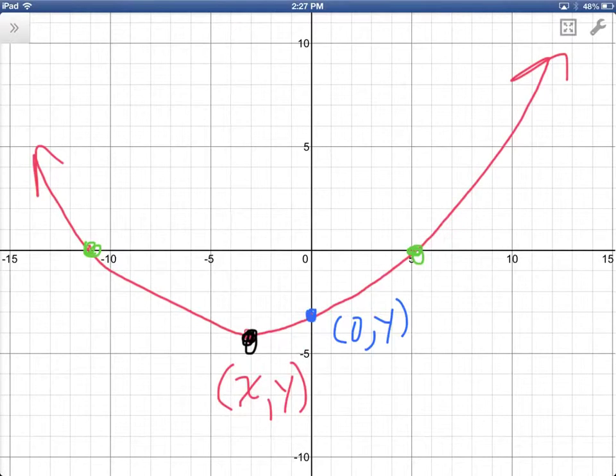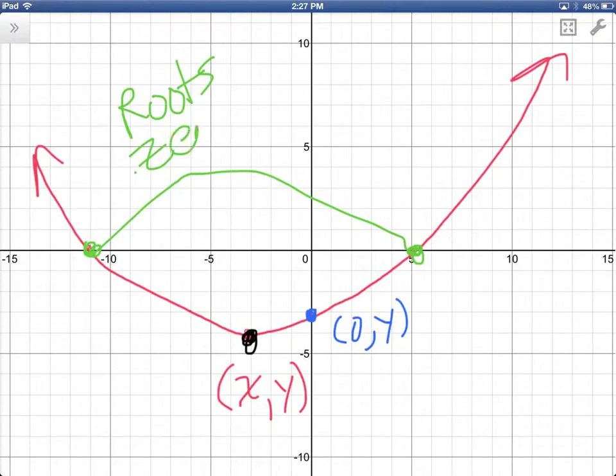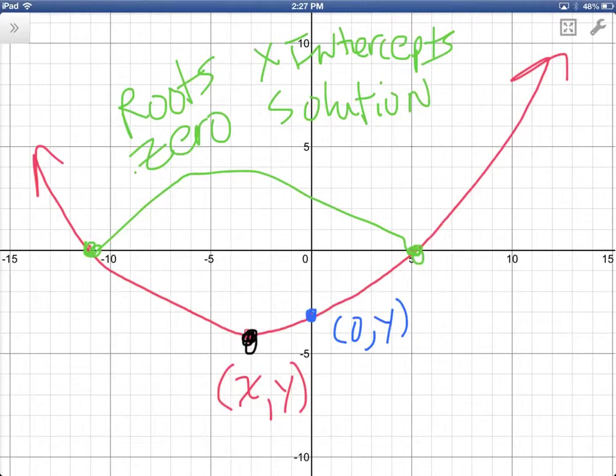The last one we have is the twins here. Those are called the roots, or zeros, or x-intercepts, or solutions. So these have a bunch of names. These can be called roots. These can be called zeros. These can be called x-intercepts. These can be called solutions. And they're in the form of (x, 0). So the output is always 0, but the input is some value.